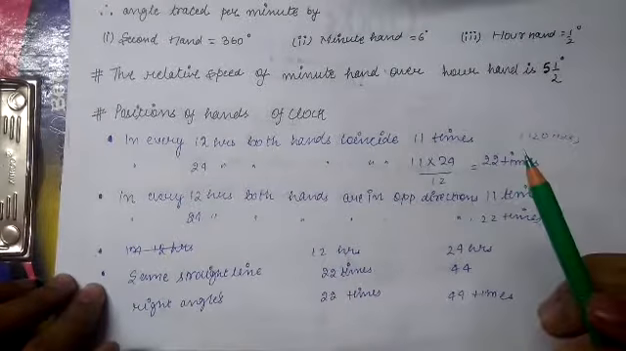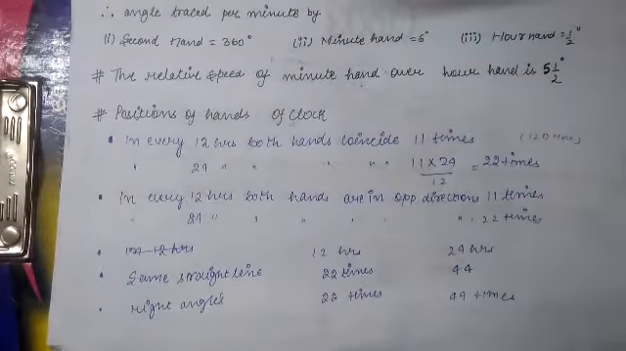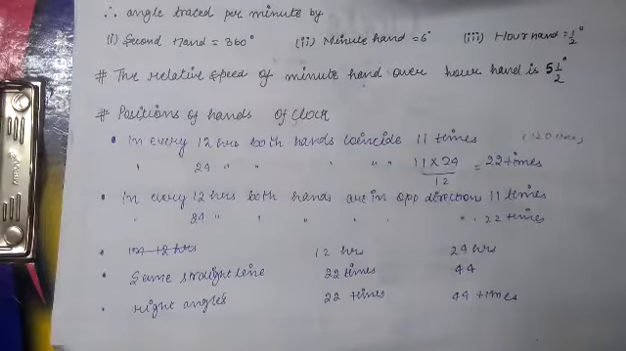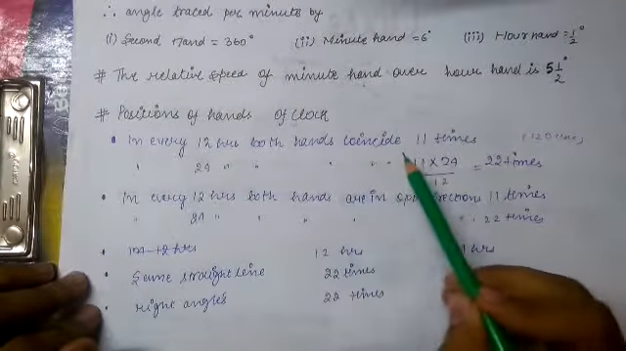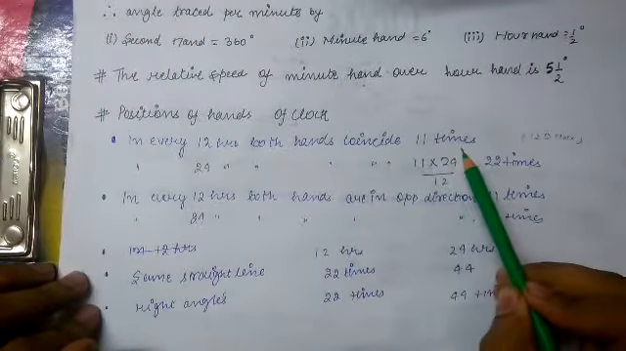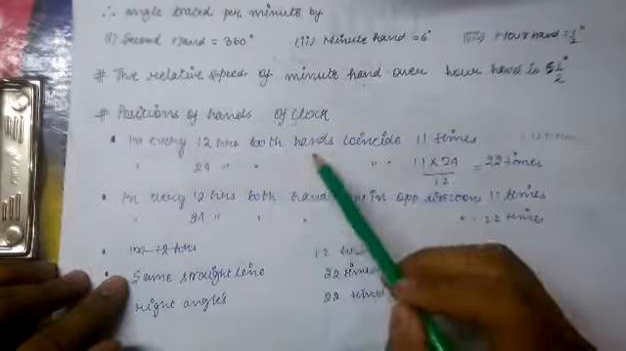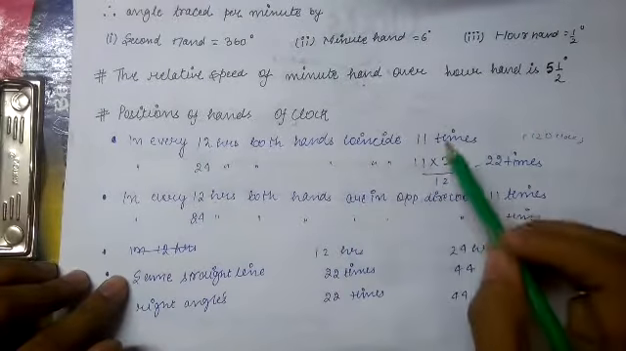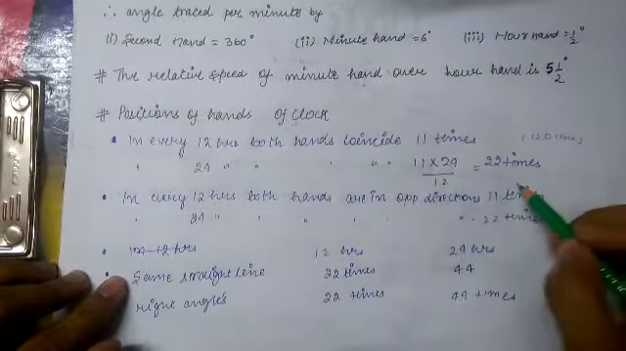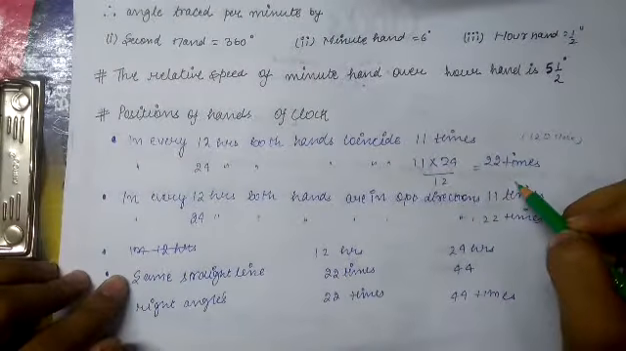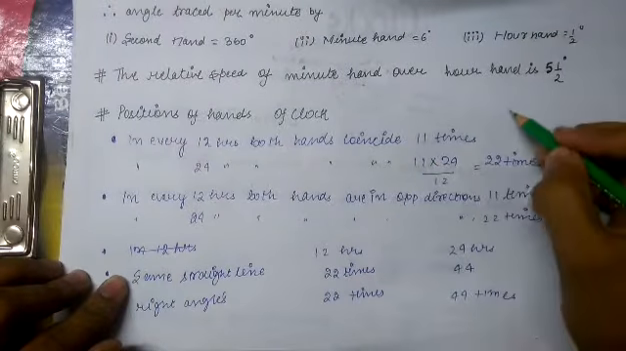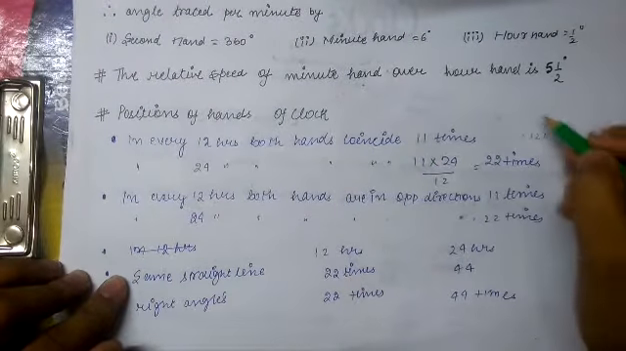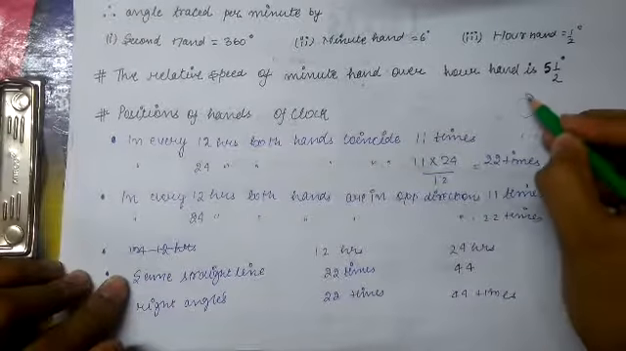Now the question comes on the relation between positions of the hands of the clock. In every 12 hours, both hands coincide 11 times. So in 24 hours, both hands will coincide 11 into 2, that is 22 times. It is 11 times and not 12 because they coincide only once at 12 o'clock.